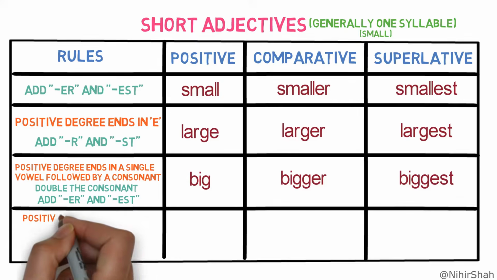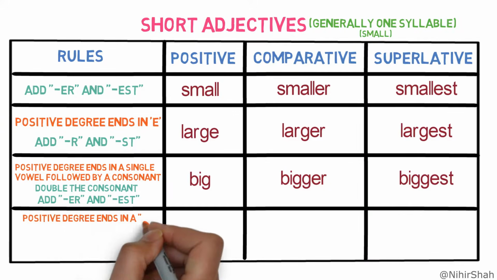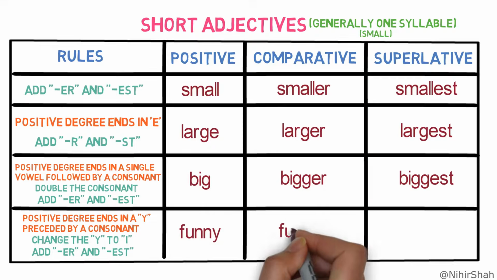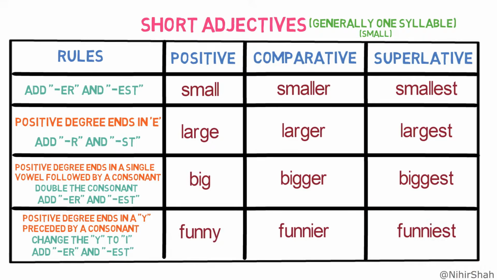If a positive degree ends in a y preceded by a consonant, we change the y to i and add er for the comparative degree and est for the superlative degree. For example, funny, funnier, and funniest. So in this way, we can convert a positive degree to comparative and superlative when it comes to short adjectives.